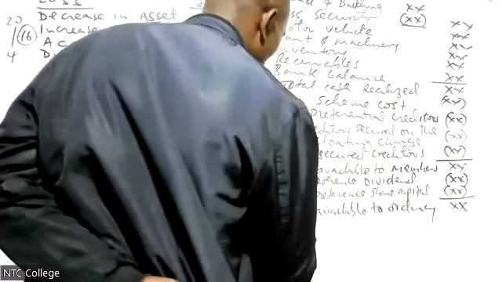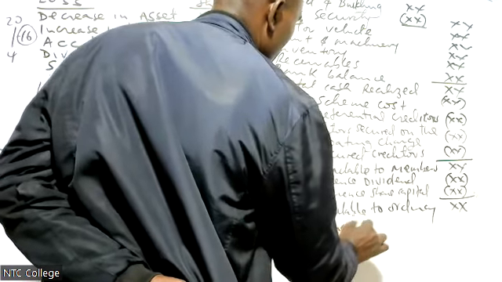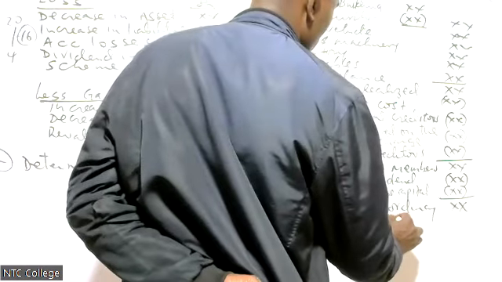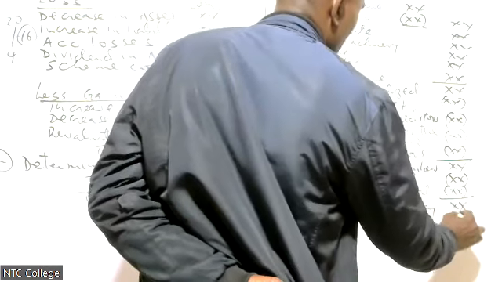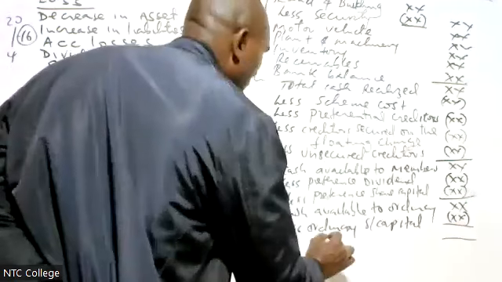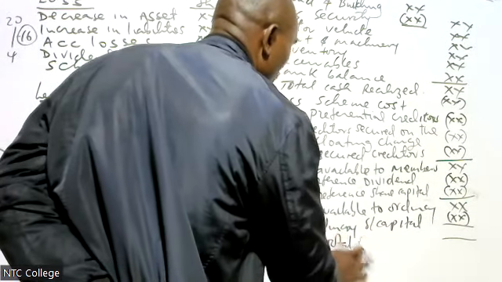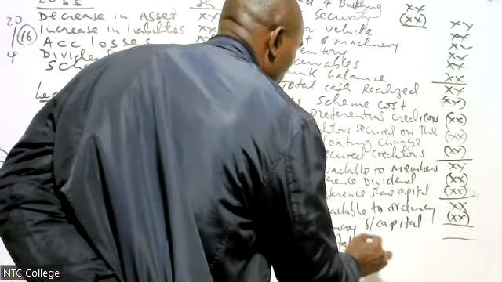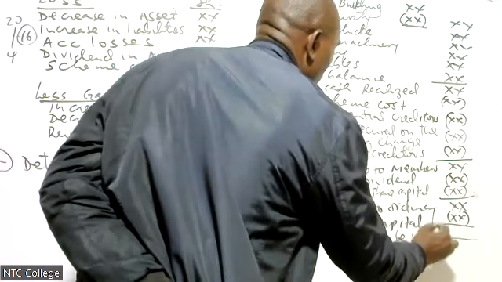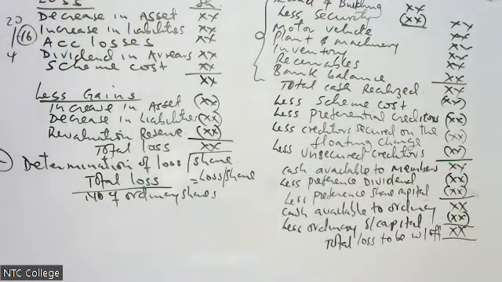Out of this, I come to less ordinary share capital. Then I get total loss to be written off.